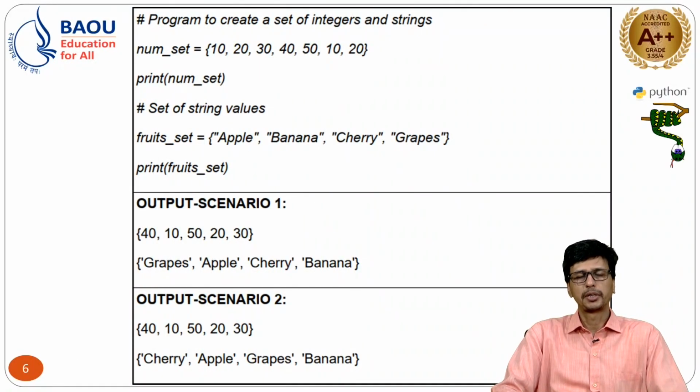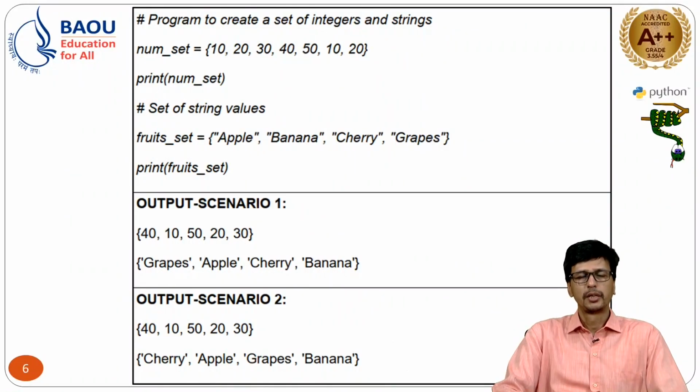Here in this example we have created two kinds of sets. One is an integer set, and another is for string values. In the first, you can observe the values are 10, 20, 30, 40, 50, 10 and 20. So values are repeated when you create the set, but when you execute your code, the output removes those duplicate values. That is the feature of a set: it contains only unique values.